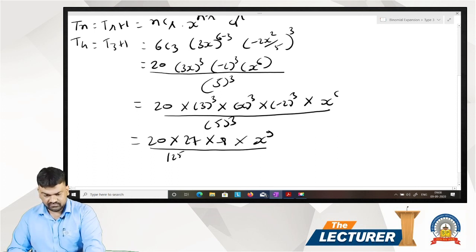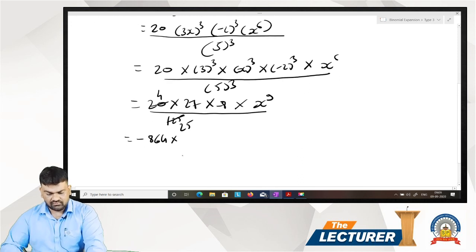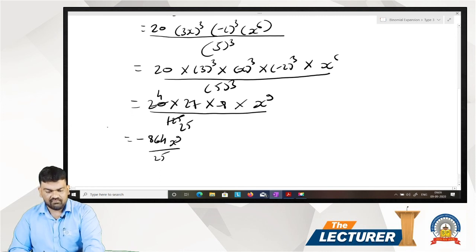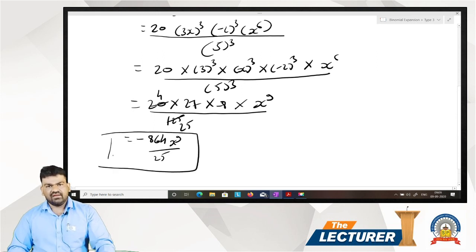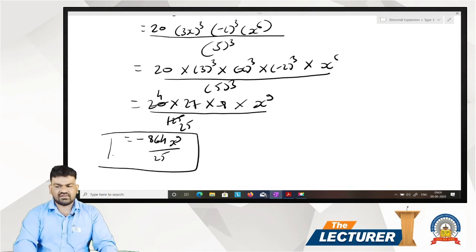125 by 5, that is 25. 20 by 5, that is 4. So 4 multiplied by 27 multiplied by minus 8, that is minus 864 multiplied by x raised to 9, minus 864 x raised to 9 divided by 25. So this is your answer. Here our type 3 is completed. In the next session we will start our next type, that is type 4. Thank you.